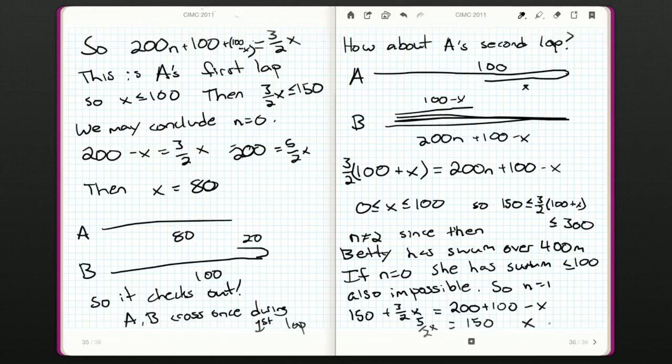So x should be 60. So Alice will have swum 160, and Betty will have swum 240. Wait, 240? Yes, 240. So does that make sense? Well, 160 times 3/2, that's going to be 3 times 80, that's 240. That one also works. So once again, we have another crossing, and that's during Alice's second lap.